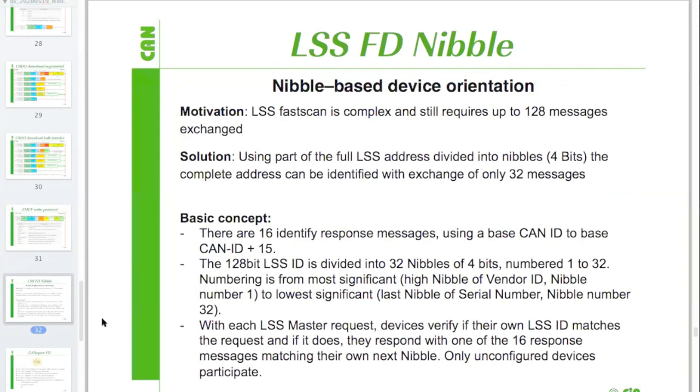A few things I would say about additional protocols, which we use for configuration of the node ID and bit timing of a CANopen FD device. There is LSS FD, actually being developed right now, and it has very nice features. How can we identify the device much more quickly than was possible before? This is the so-called nibble-based device checking. You are welcome to check out the new working draft of LSS FD for this.